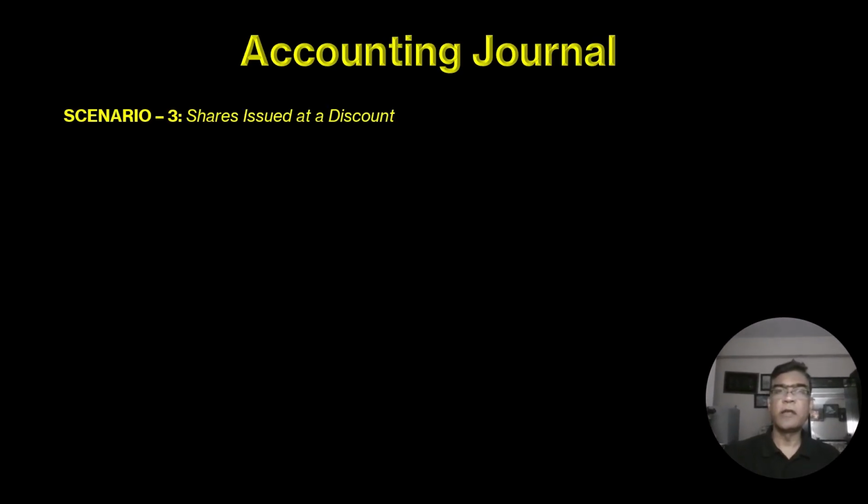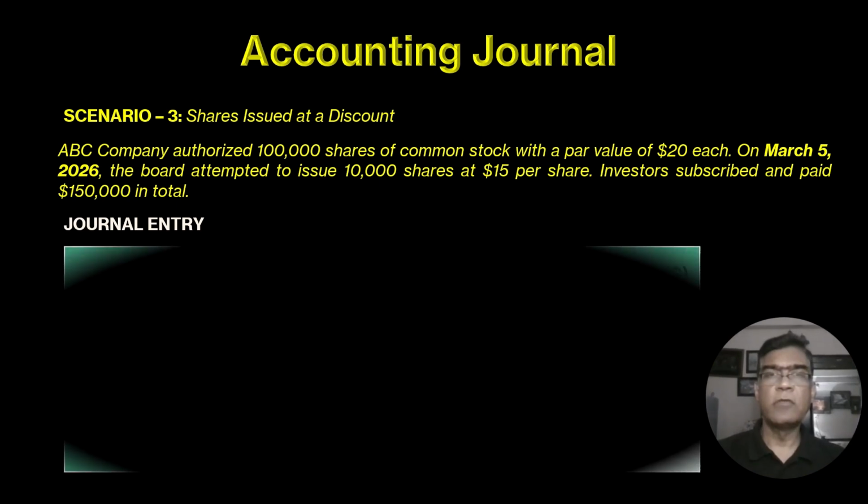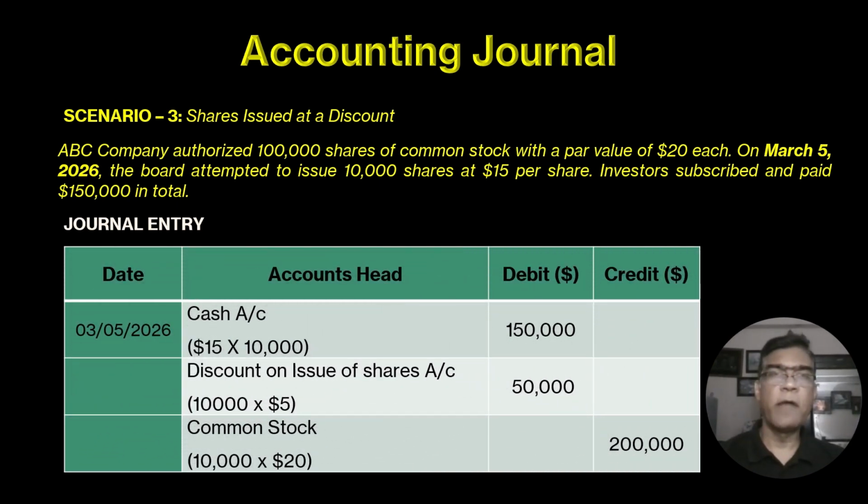Accounting journal. Here's how we record shares issued at a discount. ABC company issued 10,000 shares at $15 each. While the par value is $20, the company receives 150,000 in cash, but the total par value of the shares is 200,000. The 50,000 difference is recorded as a discount on issue of shares, which reduces total equity. This entry highlights that issuing shares below par is generally discouraged because it weakens the company's capital base. However, it's shown here for conceptual understanding, to illustrate how the journal entry would look if such a transaction occurred.